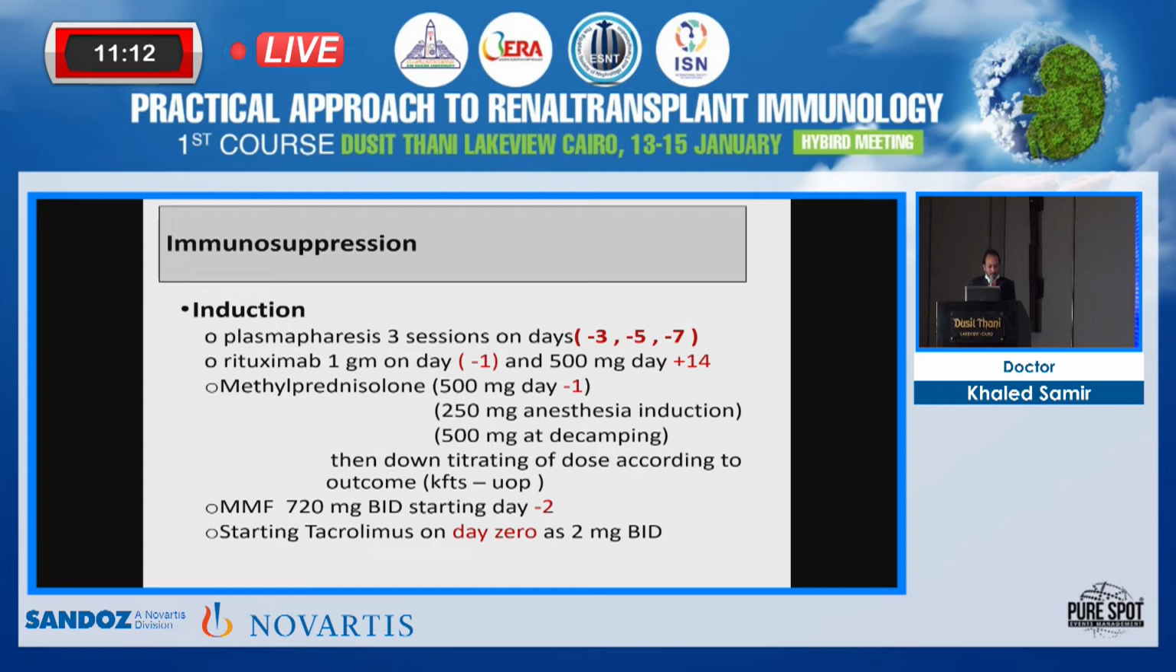Also in the induction, the patient received methylprednisolone 500 milligram on day -1, 250 milligram at the anesthesia induction, and 500 milligram on the declamping. Those were titrated according to outcome, kidney function or urinary output. The patient also received MMF 750 milligram BID starting on day -2 and started tacrolimus on day 0, 2 milligram BID.